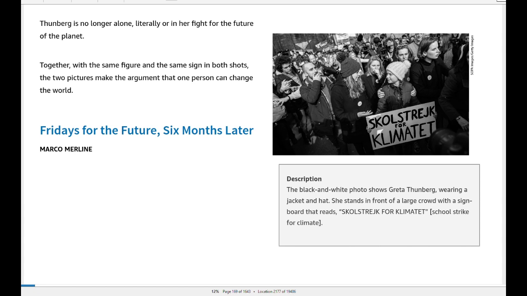Fridays for the Future, 6 months later, by Marco Merlin. The black and white photo shows Greta Thunberg wearing a jacket and hat. She stands in front of a large crowd with a sign that reads, "School Strike for Climate."